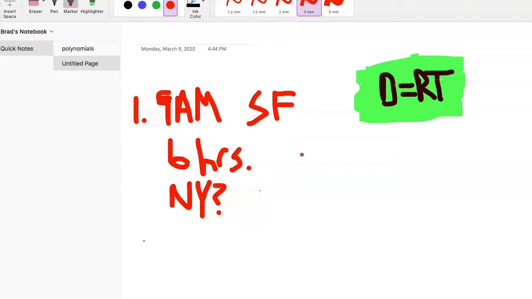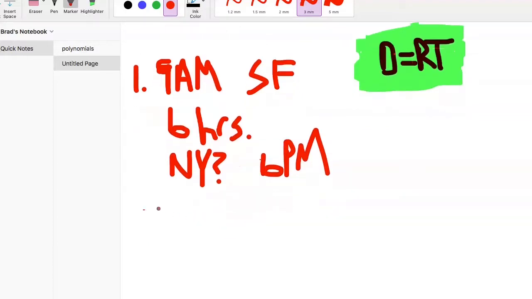Okay. So really the key here is that you know the difference in time zones, right? So you want to know the basic differences in the time zones just in the United States. You don't have to go outside of the US, right? So San Francisco to New York is a 3 hour difference in time zones. So if it was 9 a.m., just the 6 hour flight would get us to 3 p.m. in San Francisco. But if you add the 3 hours to New York, then it's 6 p.m. in New York when you land. All right, that was question one.